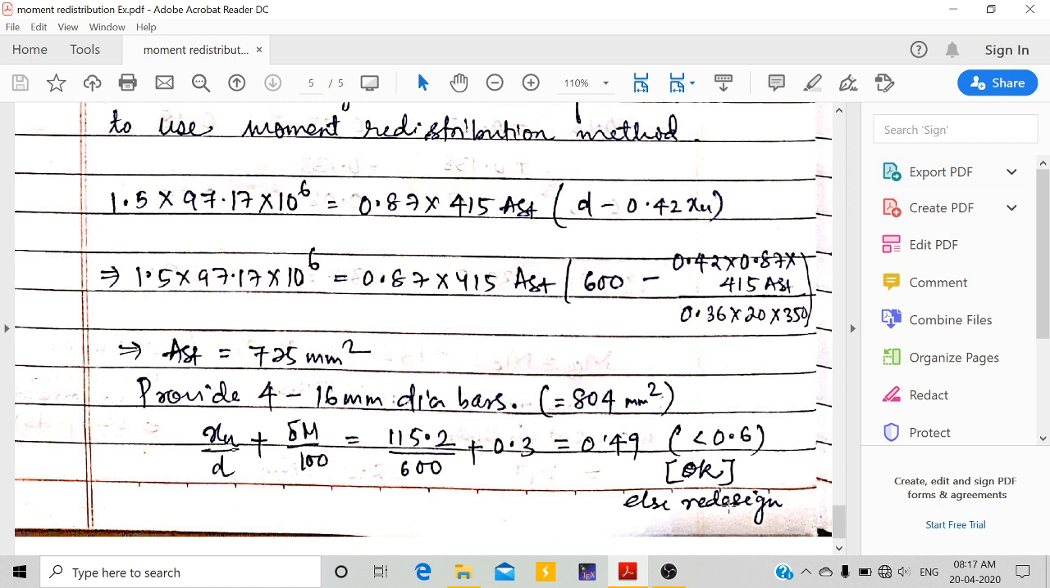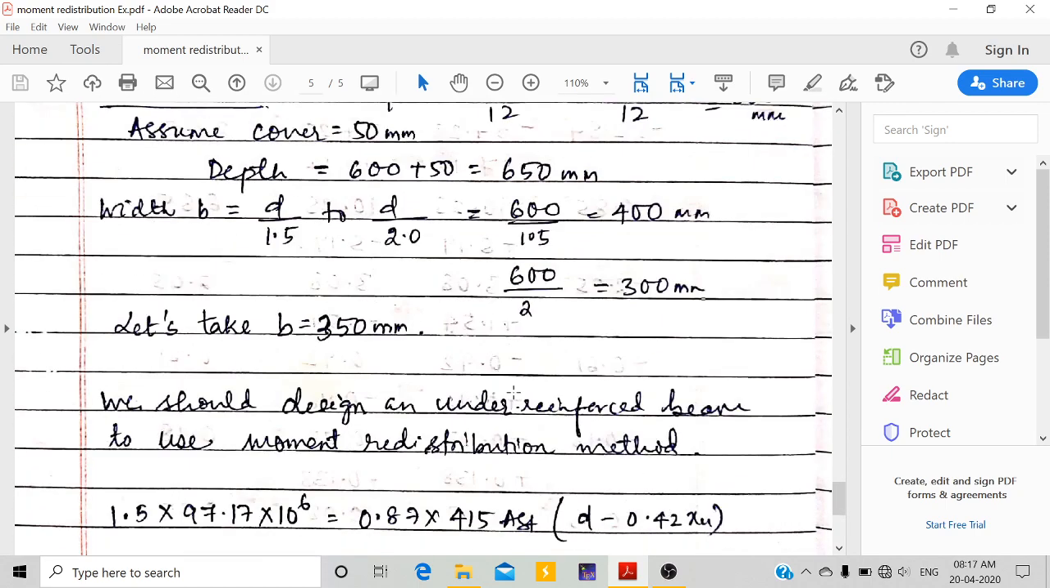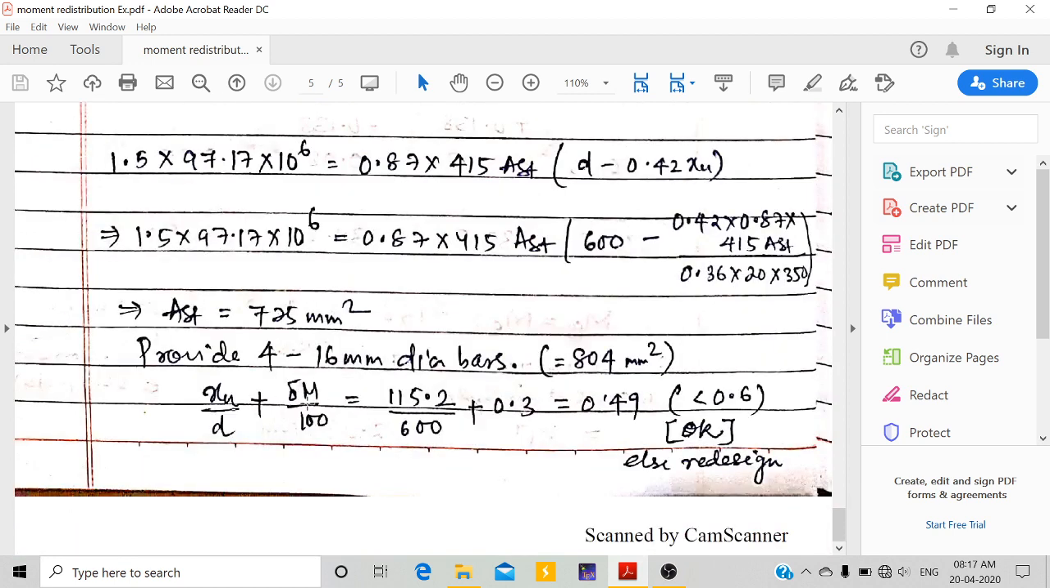Otherwise we should redesign. Redesign in the sense that either you have to change the dimension, or you can also reduce the moment redistribution. You can do 10% or 15%. You can reduce this so that the value is less than 0.6.